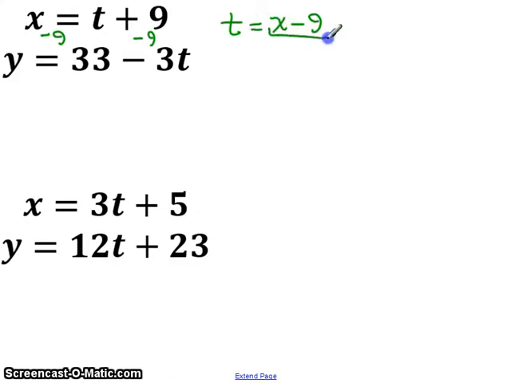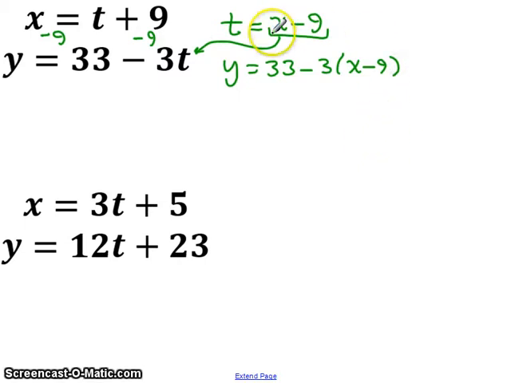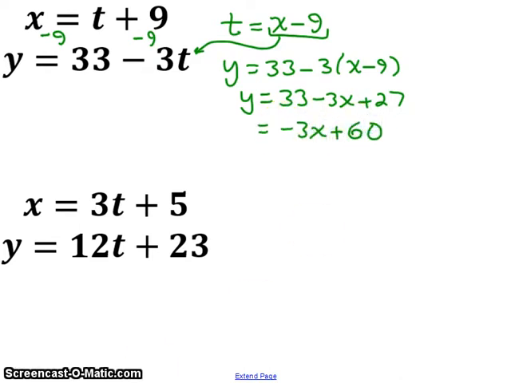Now I'm going to take this expression for t and replace this t with it. So we'll have y equals 33 minus 3 times t, which is x minus 9. So you notice that now I've completely gotten rid of t here. I've got y as a function of x, and it's really just a matter now of expanding this out and simplifying. So I'll distribute the negative 3 in here. Same thing here. This will be plus 27, and I should get y equals negative 3x plus 60.